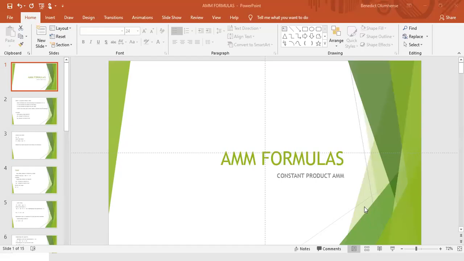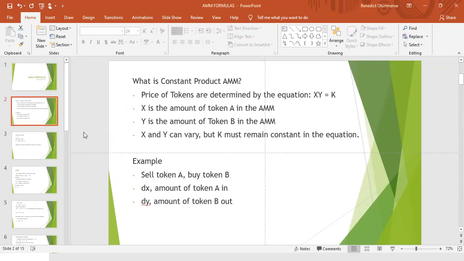For those who want to refresh themselves, the constant product AMM has a different formula from the rest of the models. So I'm going to start going into the constant product AMM formula, and then we'll see how that goes into the mathematical equation. So what is a constant product AMM?